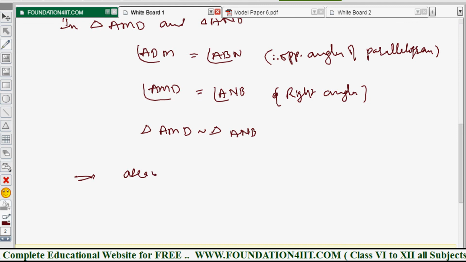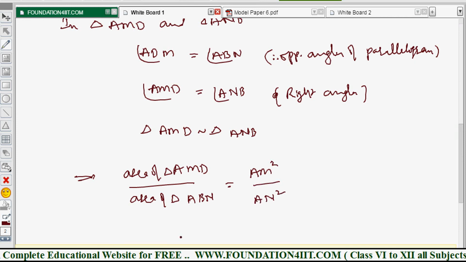Whenever two triangles are similar, by the property, area of triangle AMD by area of triangle ANB, we can take separately, is square of the corresponding sides. According to the property, the ratio of areas is equal to the squares of the corresponding sides. So it is AM square by AN square.